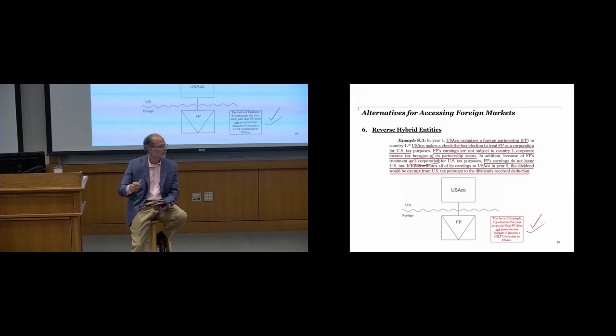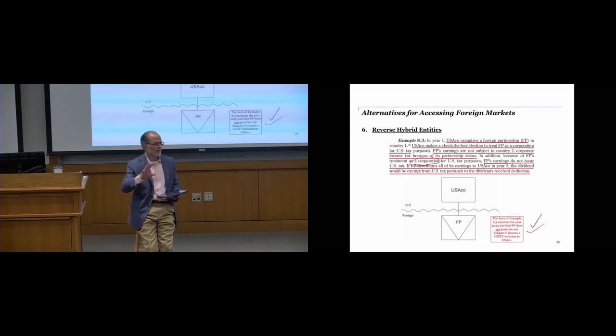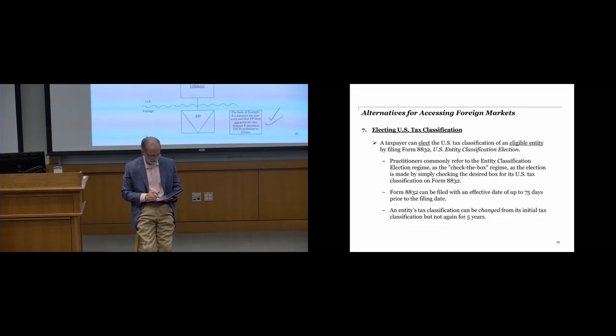Okay, so there could be various interesting planning ideas that people do by using this hybrid nature of these types of investments. But you have to get used to the fact that it only has effect for U.S. tax, and the rest of the world doesn't treat it that way. Okay, so how do I make this election?